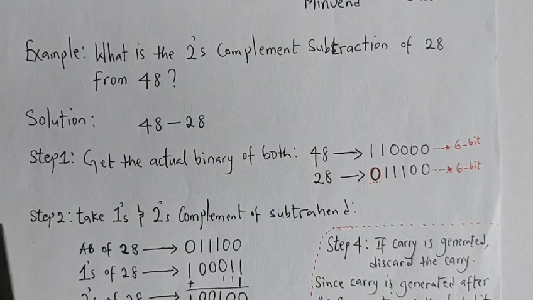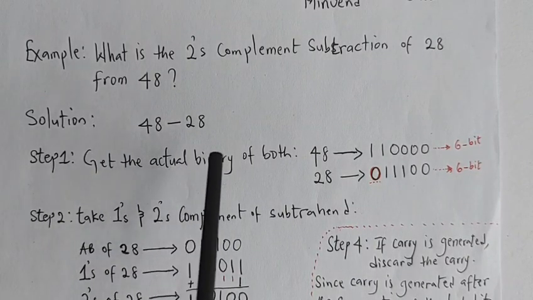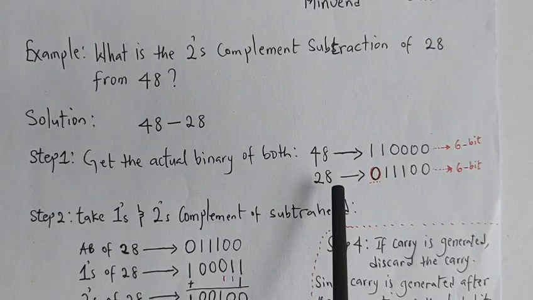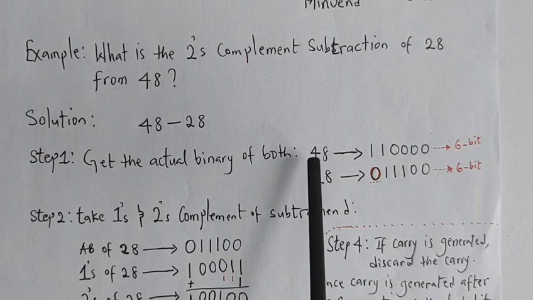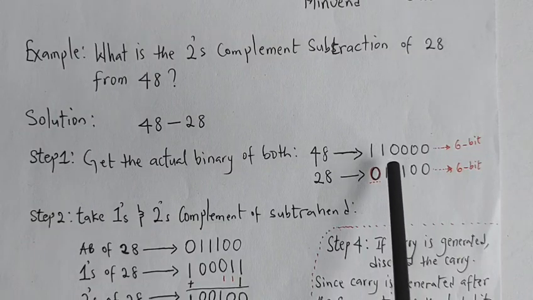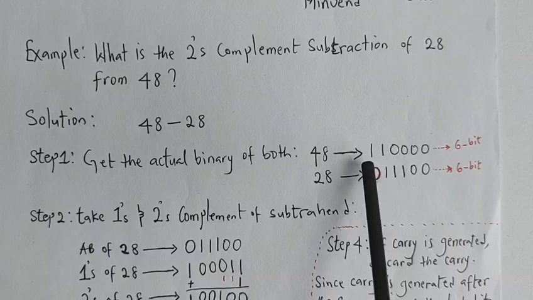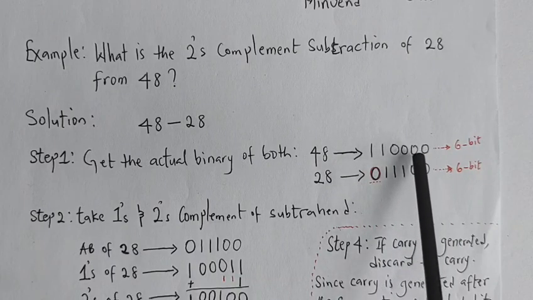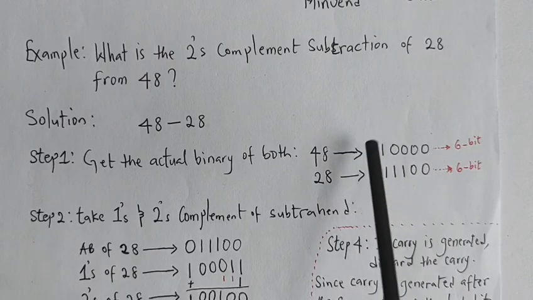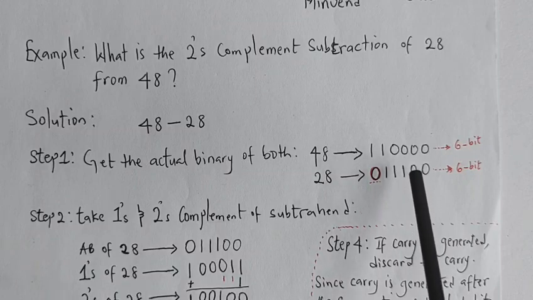Now follow me as I take you through the steps. The first step is to get the actual binary of both the minuend and the subtrahend. Now we check the larger number, which is 48. The actual binary of 48 is going to be represented in 6 bits, meaning we're going to have 110000. If you don't know how to convert this into binary, please check my previous videos.